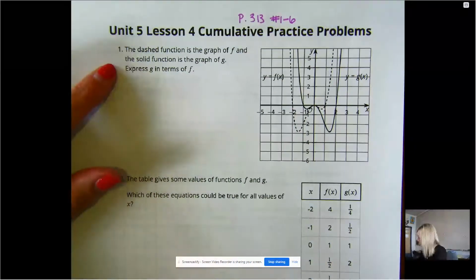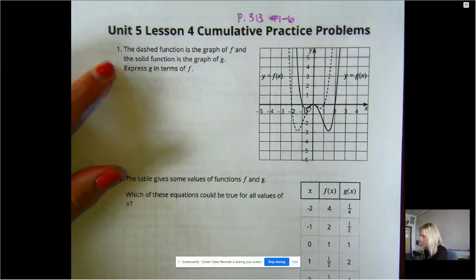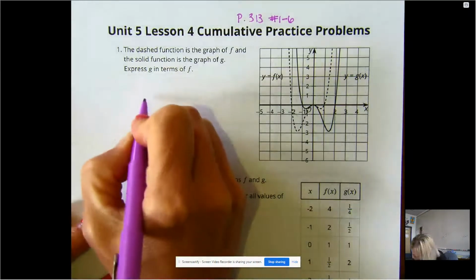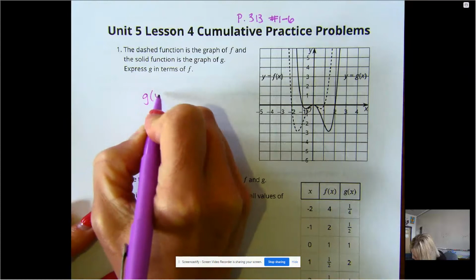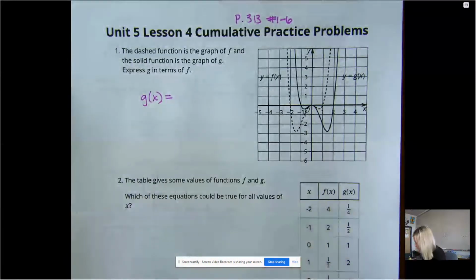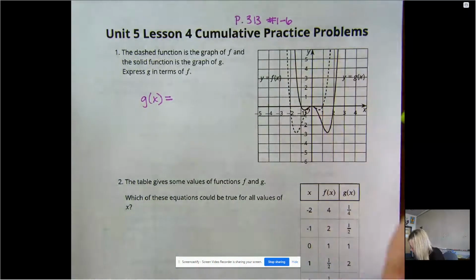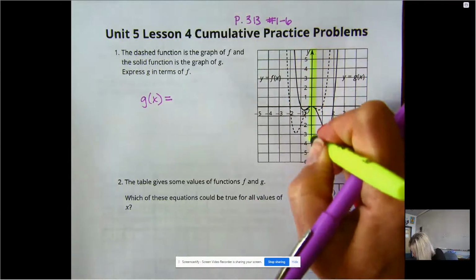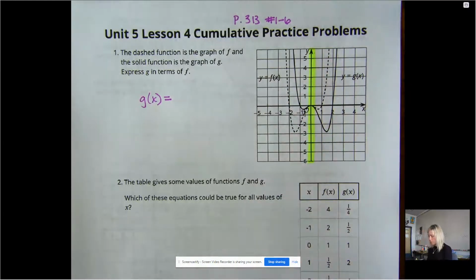The dash function is the graph of f, and the solid function is the graph of g. Express g in terms of f. So that means that we want to start with g of x equals. And so when I look at the two graphs, it looks like they're symmetric over the y-axis. So that means it was a horizontal reflection, which means then that it's a change in the input.